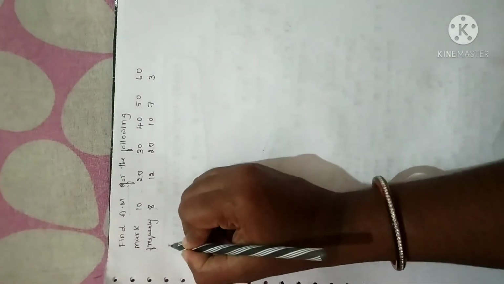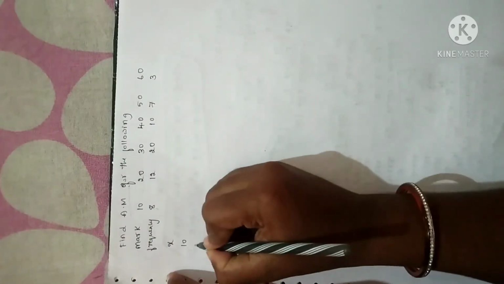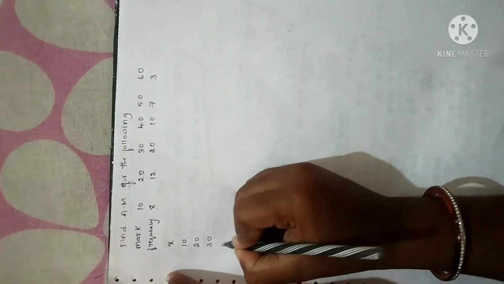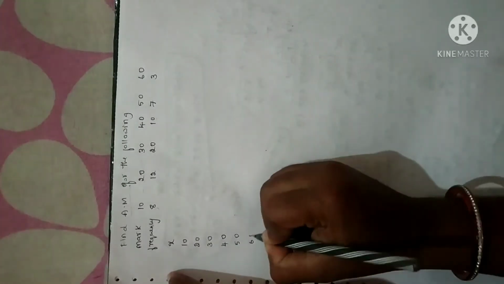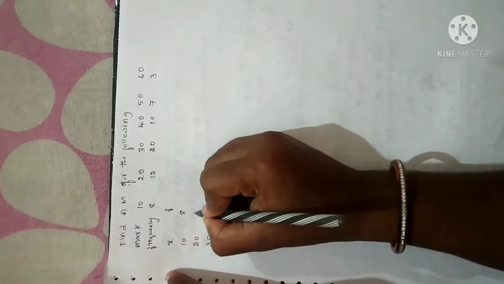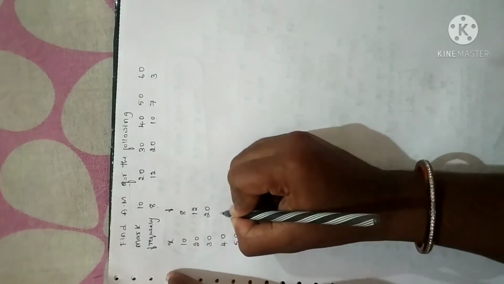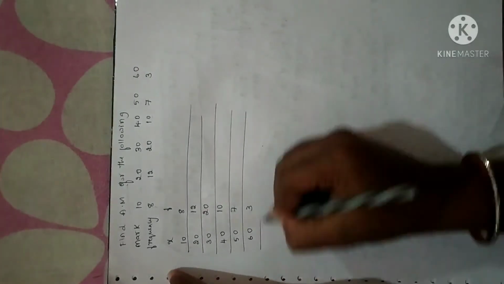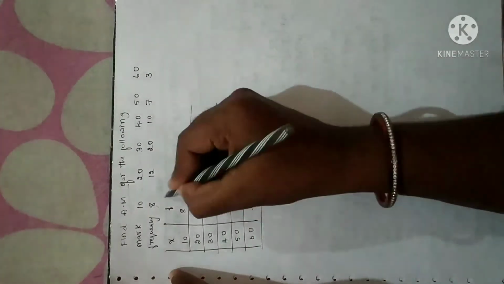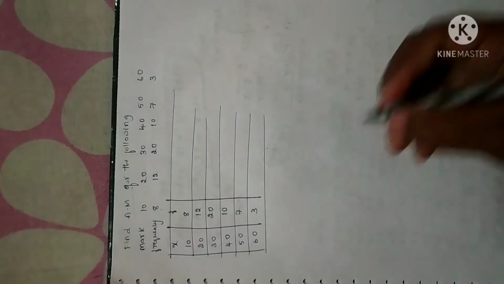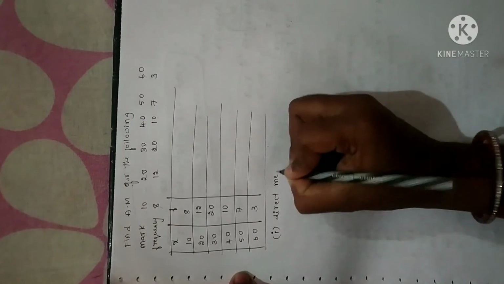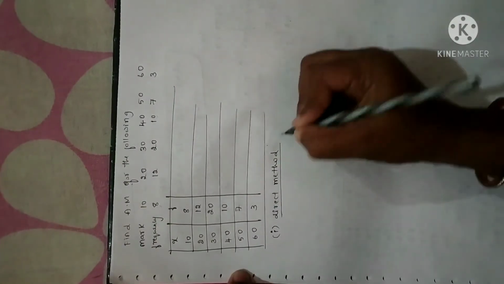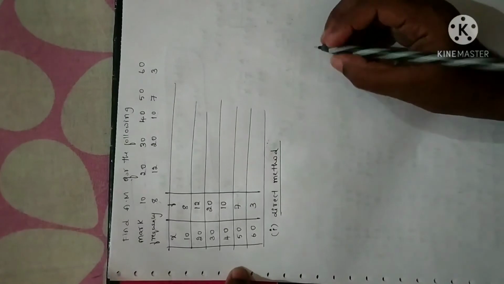Whatever the given data, you just tabulate here. X values are 10, 20, 30, 40, 50, 60. F values are given: 8, 12, 20, 10, 7, 3. In this case, no need to arrange anything. Fine. It is grouped data, so x values and f values are given to us. Now let me solve this by using the first method, that is direct method. I am using all the methods to solve the mean of this particular problem.